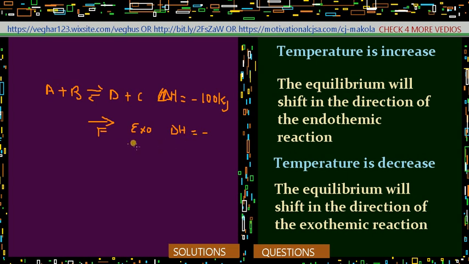It's less than 0. So if the statement now says we're increasing the temperature, you must always know that an increase in temperature favors an endothermic reaction. So where is the endothermic reaction? The forward one is exothermic, so the endothermic one is the reverse one. That means it will favor the reverse reaction.